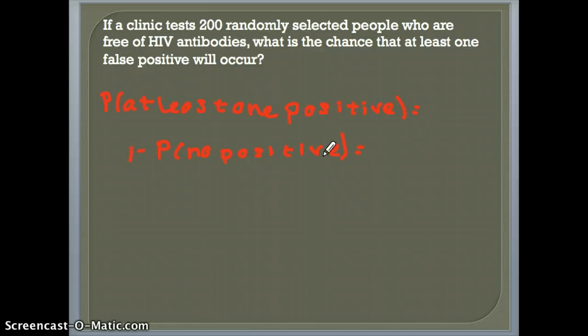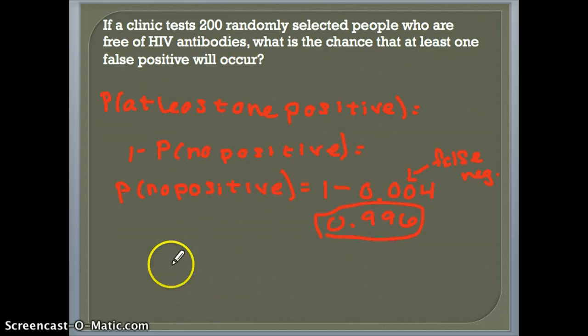So the first thing that I would have to do is actually find the probability of no positives. So the probability of no positives would be 1 minus the probability of the false negative that they gave us, which was 0.004. Again, this was the probability of a false negative. And so that would give us 0.996.